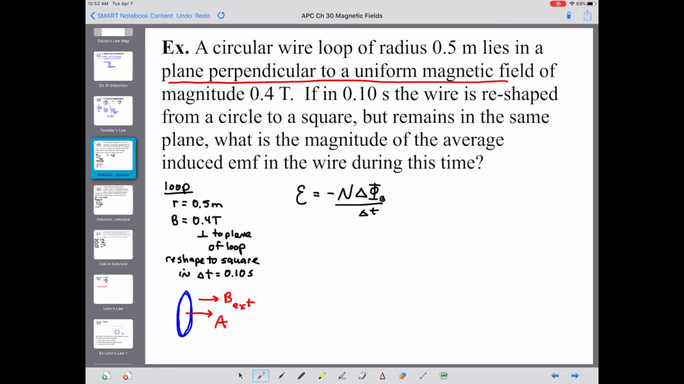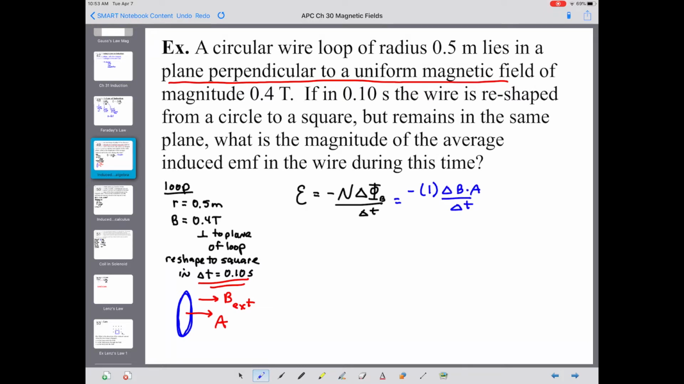You're reshaping this coil from a circle to a square in 0.1 second. So we have a change. Magnitude of the induced EMF. So then E equals negative N delta phi over delta T. I'm using the delta, the algebra version instead of the calculus version because my time period was given as a discrete time. And so then incrementally walking through this, negative N, well, there's only one loop, so N is 1.